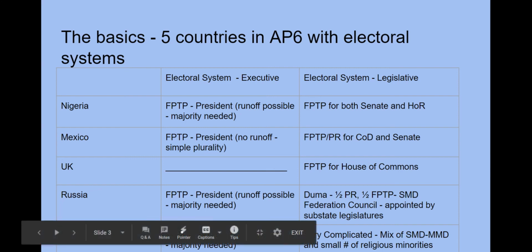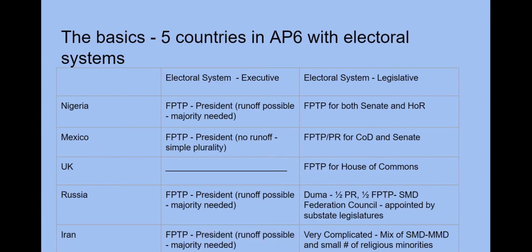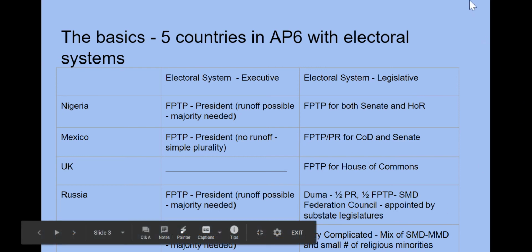Mexico uses essentially a half and half system for the Chamber of Deputies, where half of the seats are allocated based on first past the post, and some seats are allocated based on proportional representation. The same goes for the Senate. I think the split there is two thirds of the Senate for first past the post based on Mexican states, and a third of the seats set aside for proportional representation.